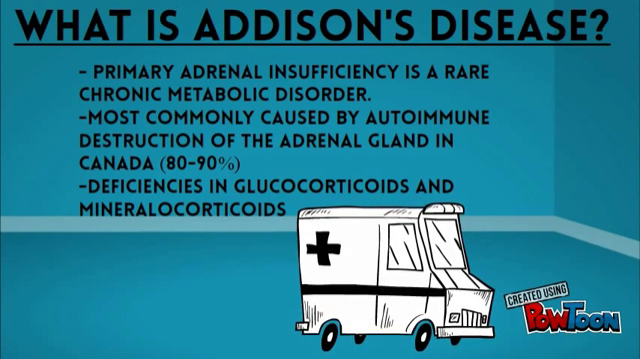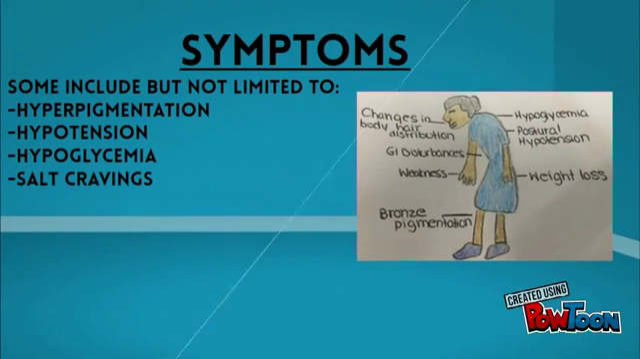Addison's disease, also called primary adrenal insufficiency, is a rare chronic metabolic disorder caused by the destruction of the adrenal gland. The most common cause of Addison's disease in Canada is the autoimmune destruction of the gland. The disease involves deficits in both glucocorticoids and mineralocorticoids. Some symptoms include, but are not limited to, hyperpigmentation, hypotension, hypoglycemia, salt cravings, weakness, weight loss, and postural hypotension.